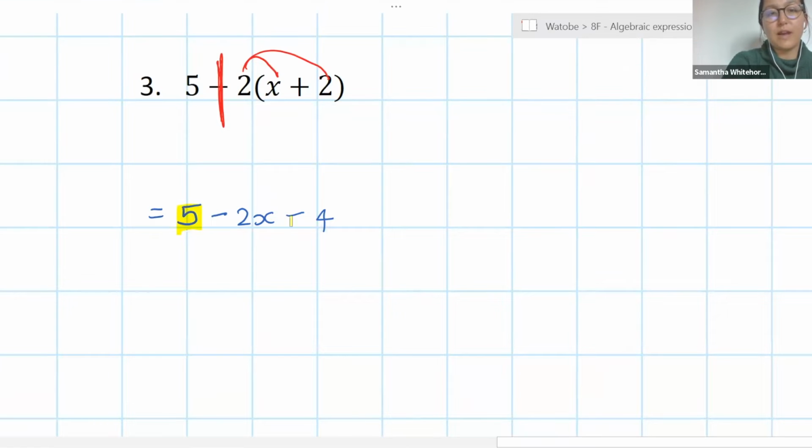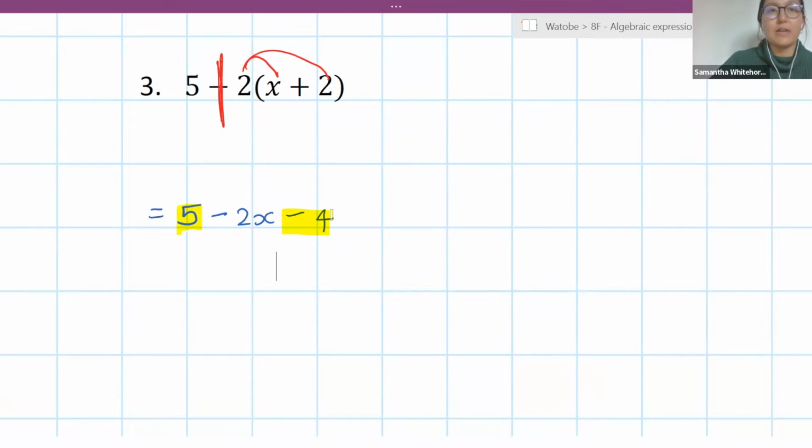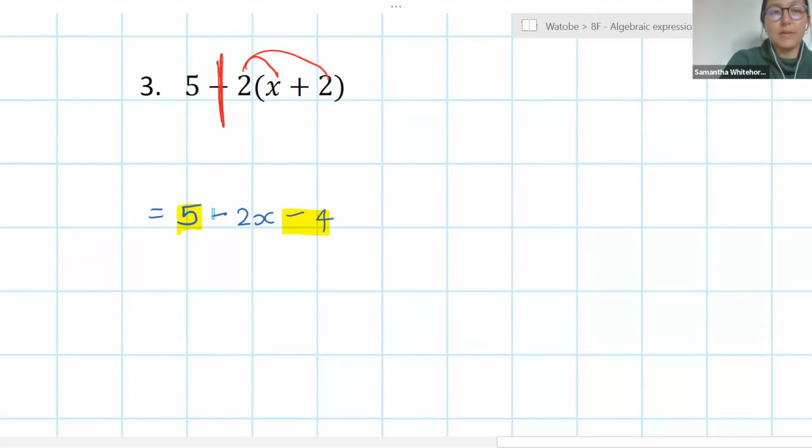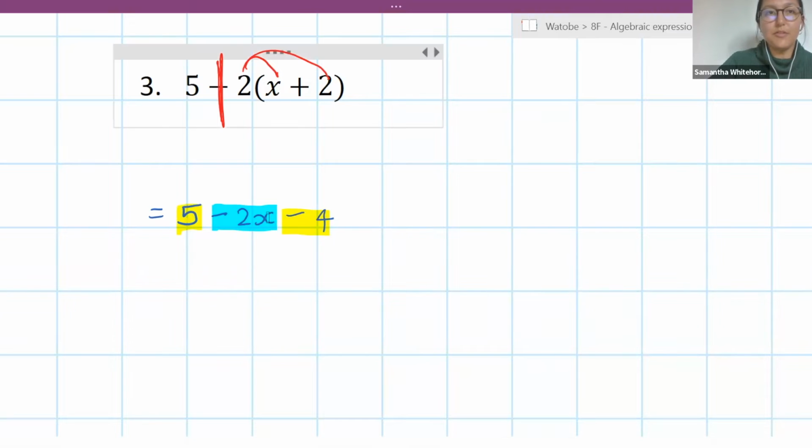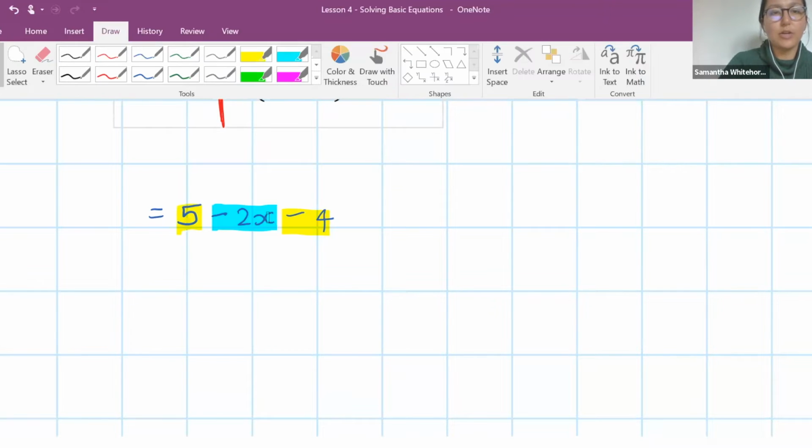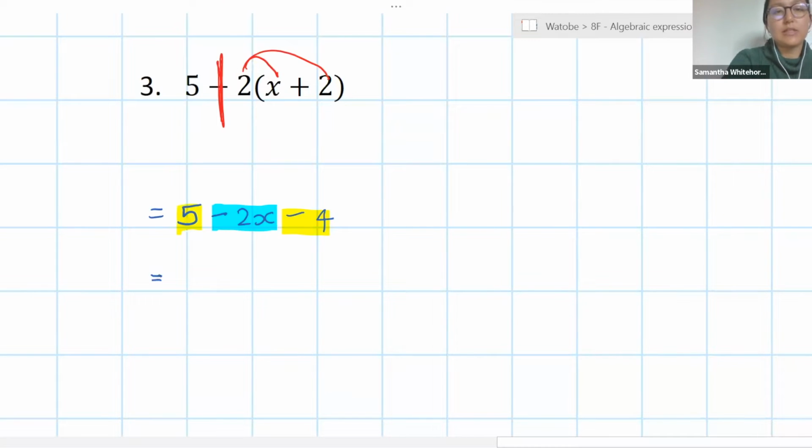So I've got the 5 and the -4, and then the -2x is a completely separate group of terms by itself. And so I can only add the constants. 5 minus 4 is 1. And then I've got the -2x. If you write this in a different order and you put -2x plus 1, both are absolutely fine.